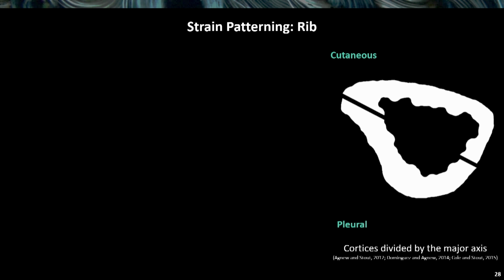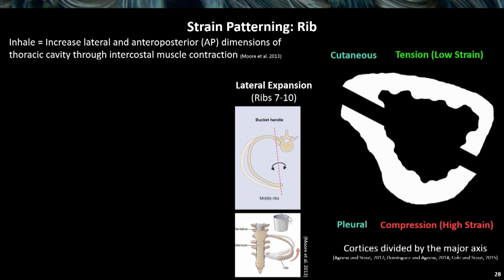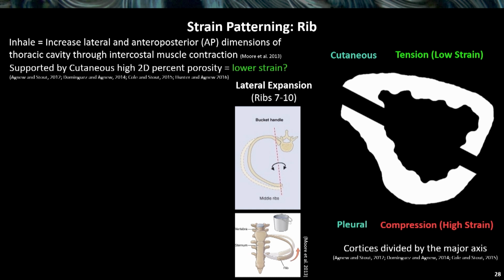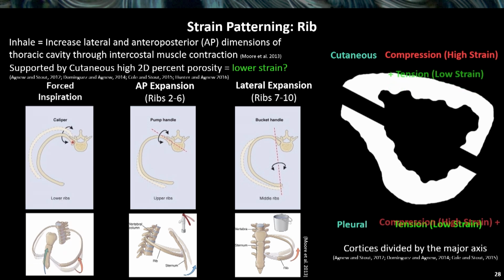The rib is a little more complicated because there are different ways it can be loaded depending on its level in the thorax. If you divide it into the skin side, the cutaneous, and the lung side, the pleural, and you have a lateral expansion of the ribs from an inhalation of your lower ribs, you place one side in tension and the other in compression. And this is supported by a higher percent porosity in the region that we think may be under tension. However, if you go higher, the inhalation actually switches the way these ribs are moving and should place the skin side in compression and the lung side in tension. And then finally, if you have a forced inspiration, these mechanisms can occur simultaneously. So the rib is a little more complicated in modeling its mechanical strain patterning.